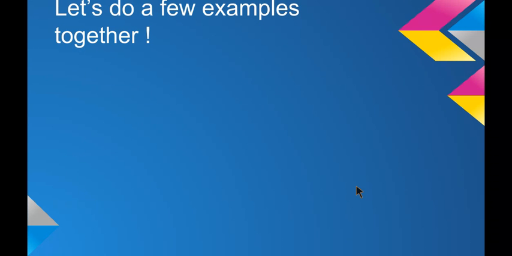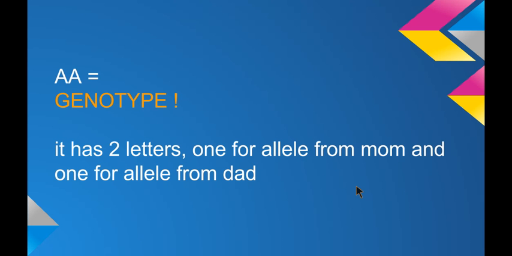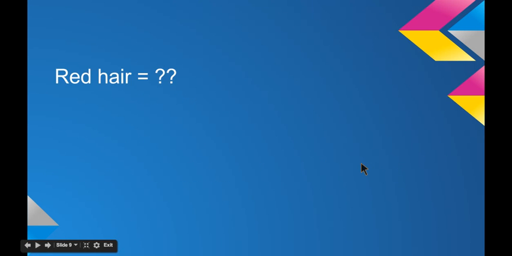Let's do a few examples together. Big A. What is this, genotype or phenotype? Big A is a genotype. It has two letters, one allele from mom and one allele from dad. We see those two letters, big A. We know that it's a genotype. Each letter represents the allele that you get from your parents. So letters, genotype.